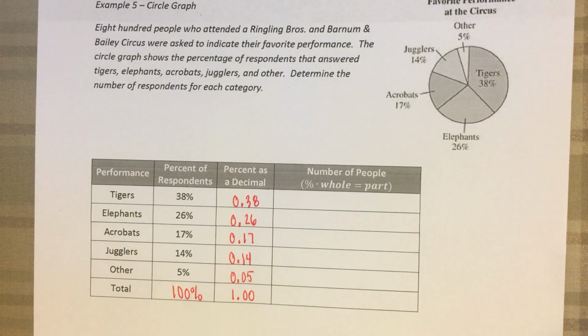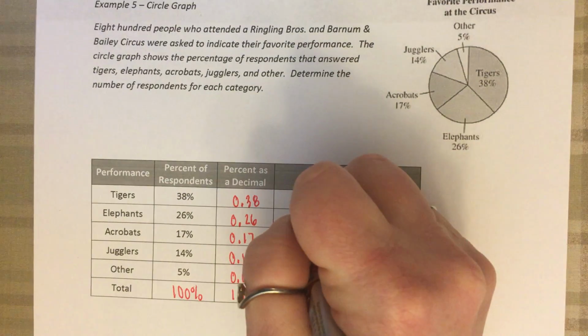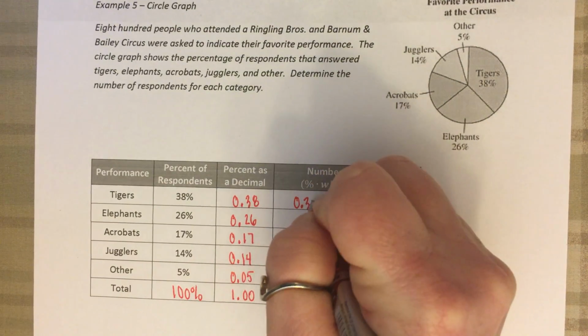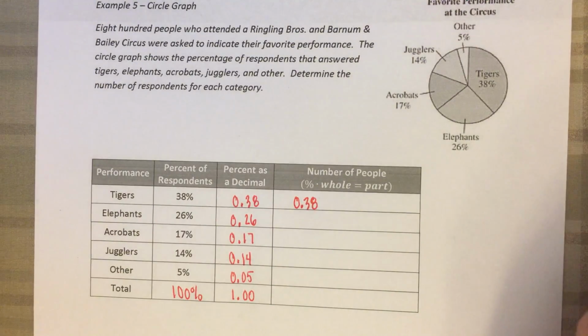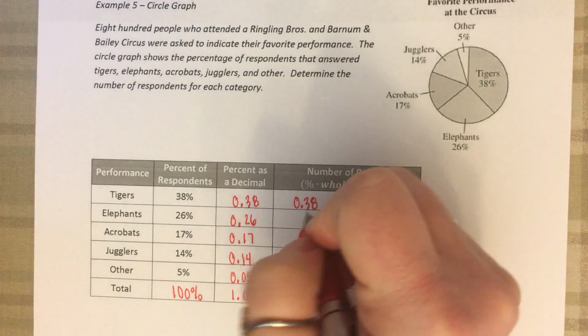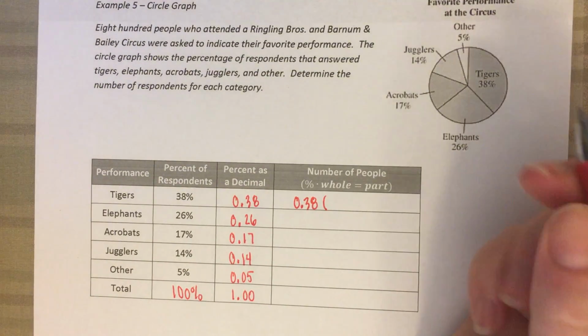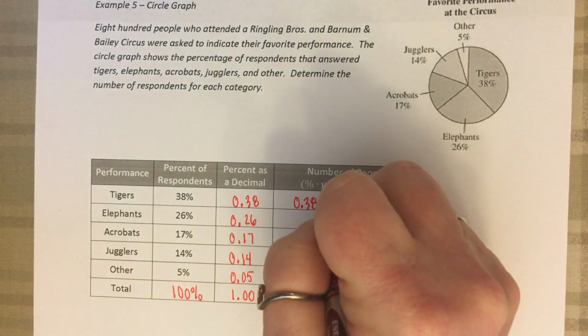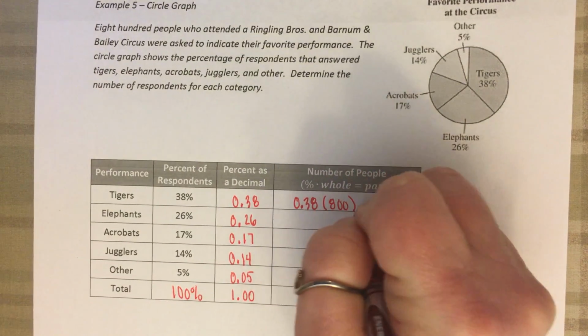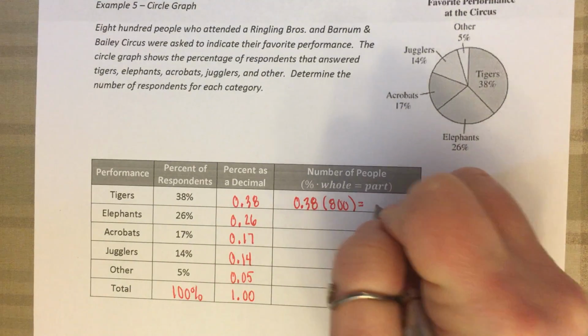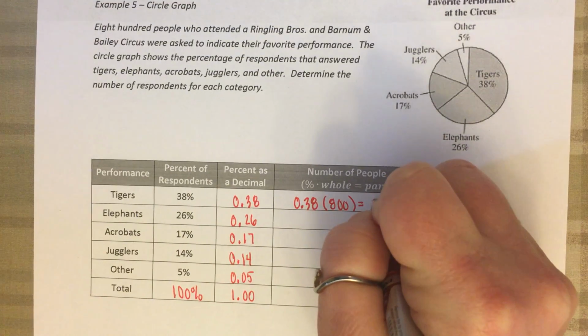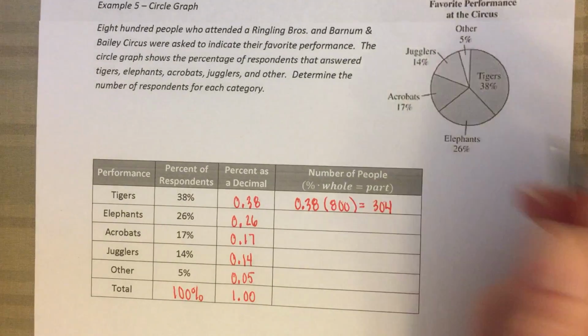Now, to find our number of people, going back to where we started at the beginning of the semester in Chapter 10, remember our basic percent formula: percent times whole equals part. So if we take our percent for the percentage of people that have favorites that are tigers, we're going to take 38% times our whole. We were told that 800 people attended, so we're going to multiply this by 800. Plug it into a calculator. 38% times 800 gives us 304.